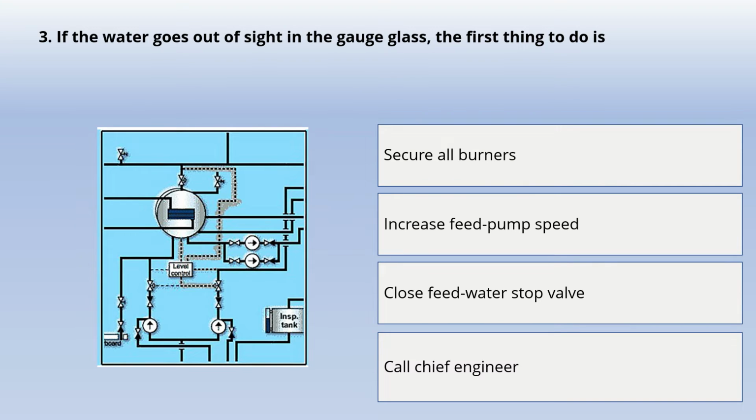Our next question is, if the water goes out of sight in the gauge glass, the first thing to do is, and the options are secure all burners, increase feed pump speed, close feed water stop valve, call chief engineer. And the correct option for this question is secure all burners.